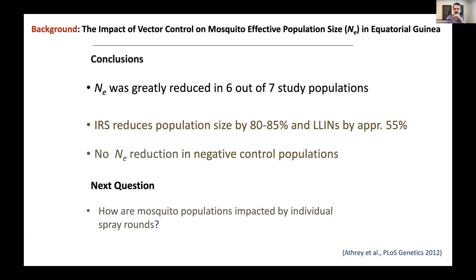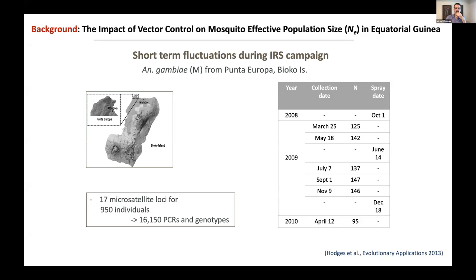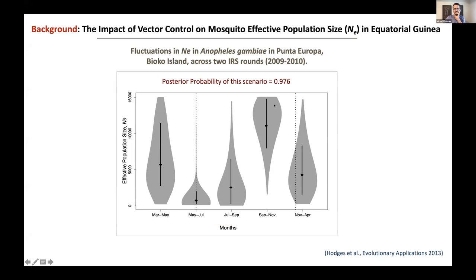And so we focused next on a single population from Punta Europa on the northwestern point of Bioko Island. We had 6 time points that were interspersed with 2 spray rounds, okay? And we did the same analysis, and we found that this particular scenario had a very high posterior probability, 97%, so really well supported. And then these are the parameter values of the population size during March and May, and we see that it's a sharp decline during May and July when there was a spray round.